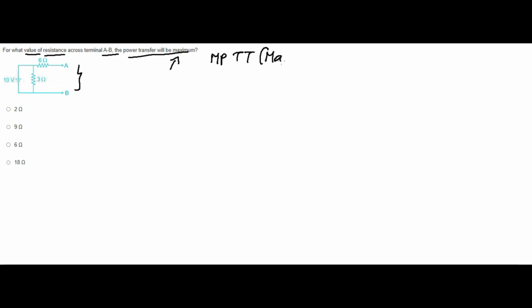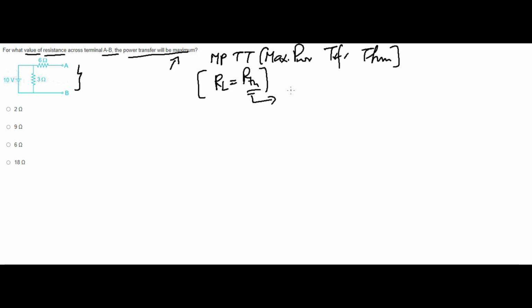I can just write maximum power transfer theorem, in short form. Don't forget this one. What the theorem says is that RL should be equal to R Thevenin. And that's all. So if you consider R Thevenin, what do you do?